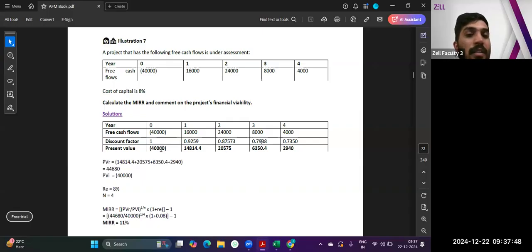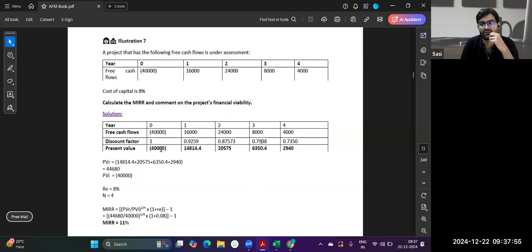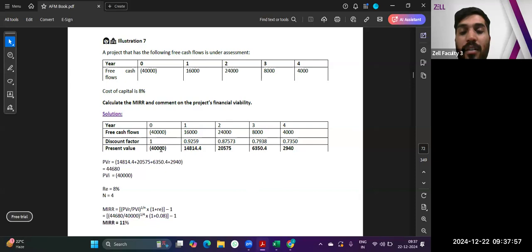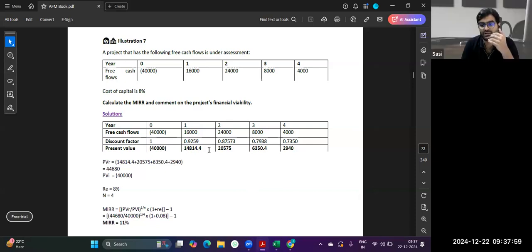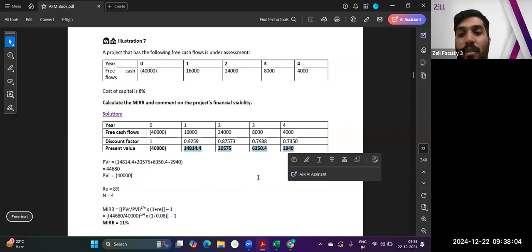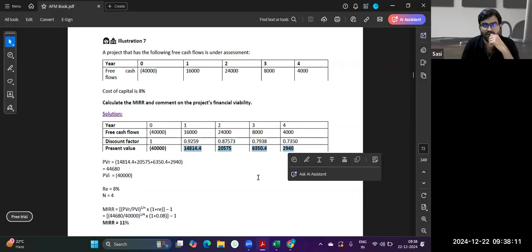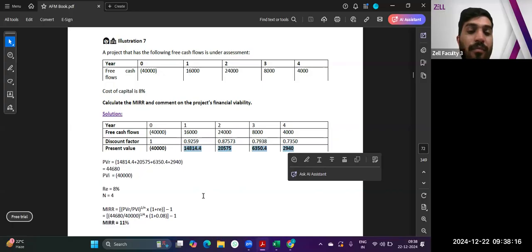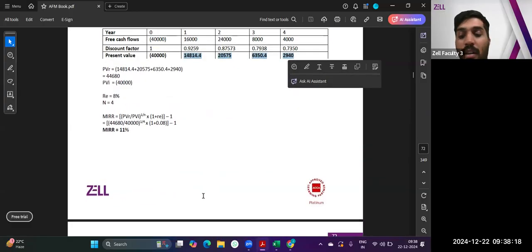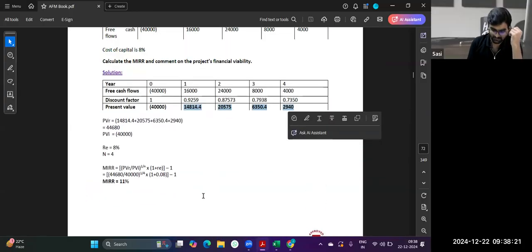Now, which is my investment phase and which is my returns phase? 40,000 is our investment phase. Okay. The cash inflows are our returns phase. Correct. So 1, 2, 3, 4. The total of year 1 to year 4 is your returns phase. Clear, everyone? Yes, sir.